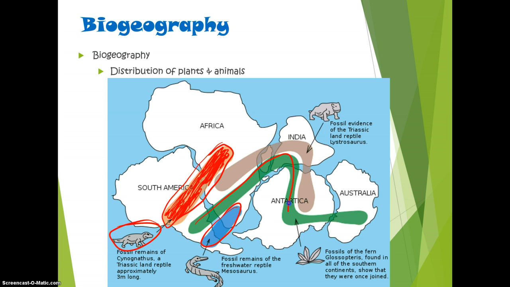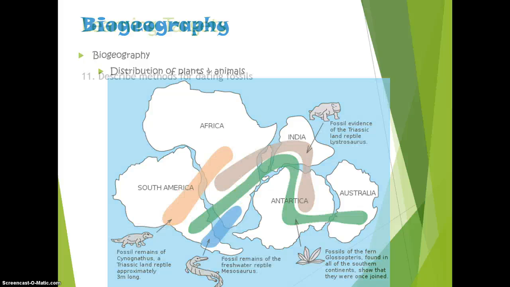If you take a look at it, there's plant evidence, there's evidence of different reptiles, of different animals that we find spread across these continents in a way that supports this arrangement of continents.